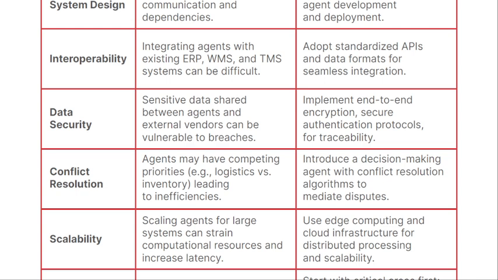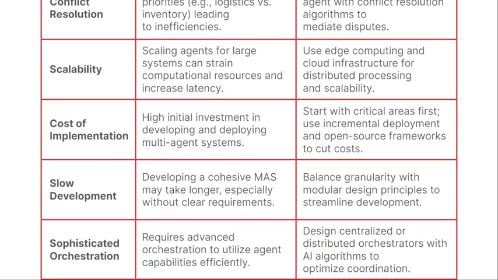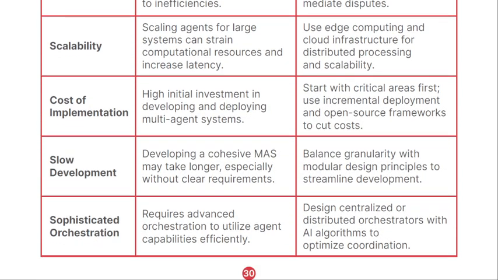Conflict resolution: agents may have competing priorities, logistics versus inventory, leading to inefficiency. Introduce a decision-making agent with a conflict resolution algorithm to mediate disputes. Scalability: scaling agents for a large system can strain computational resources and increase latency. Use edge computing and cloud infrastructure for distributed processing and scalability. Cost of implementation: whenever we go for implementation, there is a high initial investment in developing and deploying a multi-agent system. Start with the critical areas first.